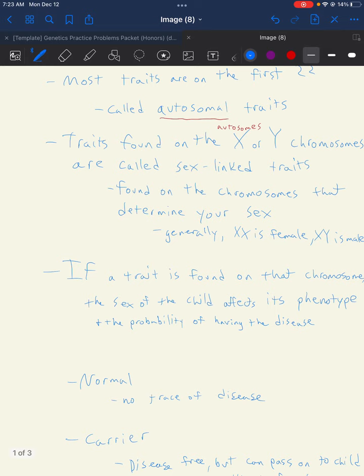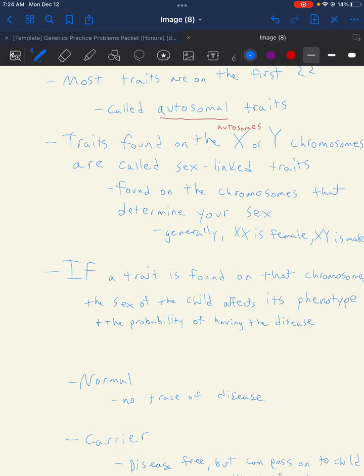You can also get a thing called a carrier. You don't have the disease, but one of your X chromosomes is affected. One of them has a normal gene, one of them is affected and has a gene that codes for the disease. However, most, if not all, sex-linked traits are recessive. So if you have one normal and one disease allele, the normal will cover it up and you will not have that trait. However, you can pass it on to your child.